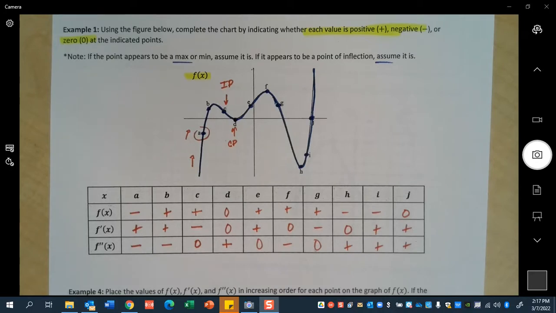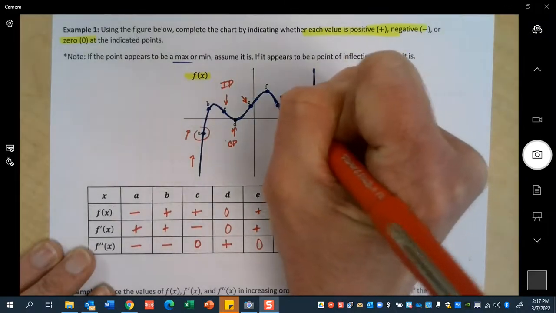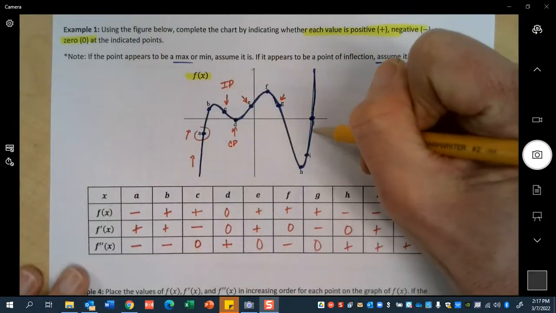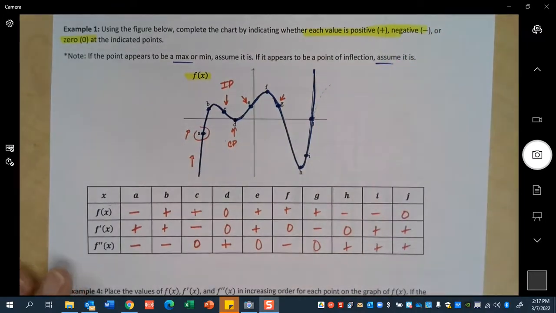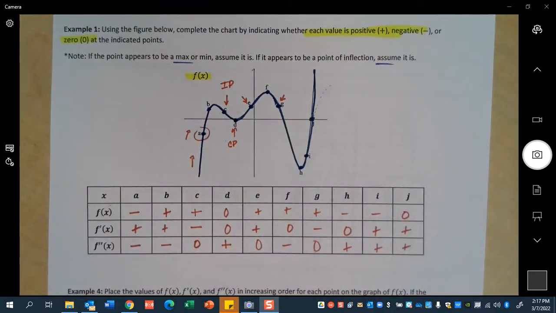And those inflection points I have happening at C, I have happening at E, I have happening at G, but not J. How come? Why not J? Because I don't see it changing. I see it continuing on along its same path.